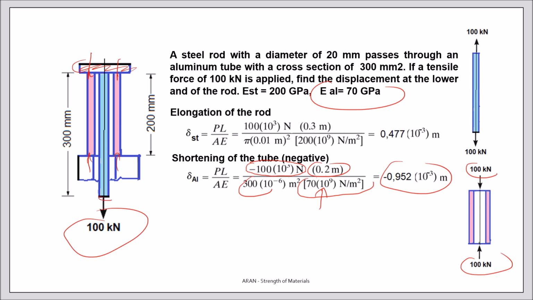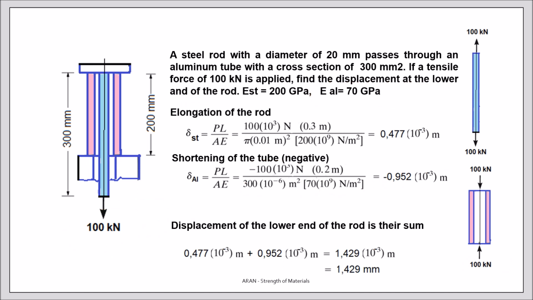So what about this point? The question is this displacement at the lower end of the rod. So this point will move downwards. And how do I calculate it? It will be moving downwards first because the rod is elongated, and second because the tube is getting shorter. So the displacement will be this value plus this value, and altogether 1.429 millimeter is the result.